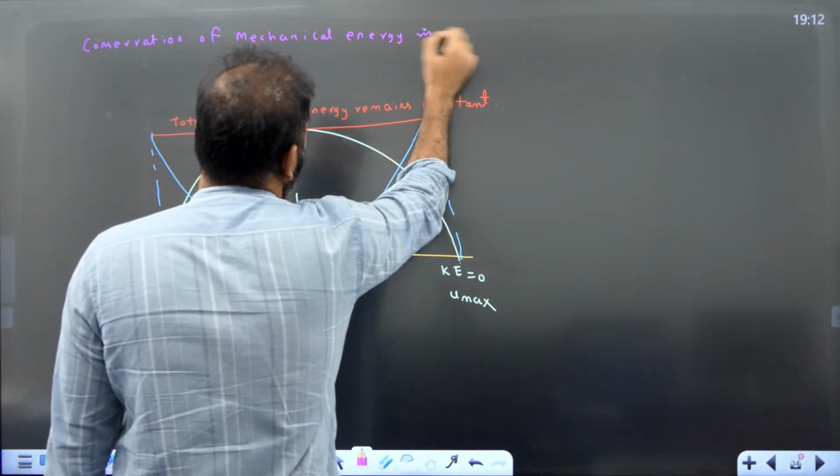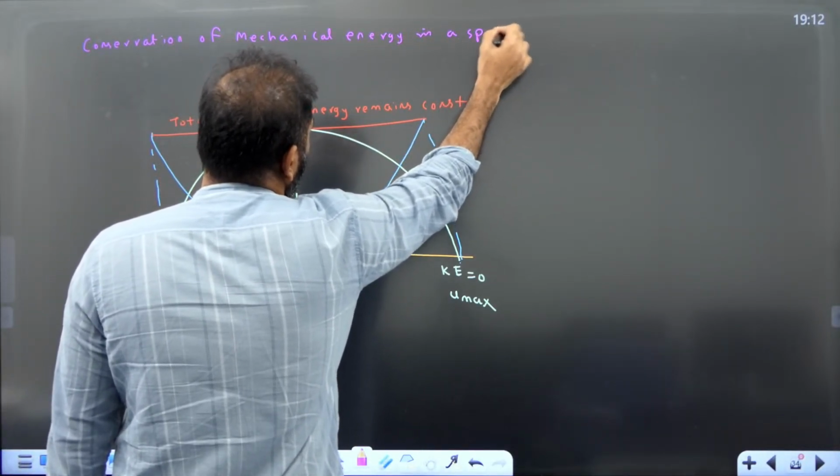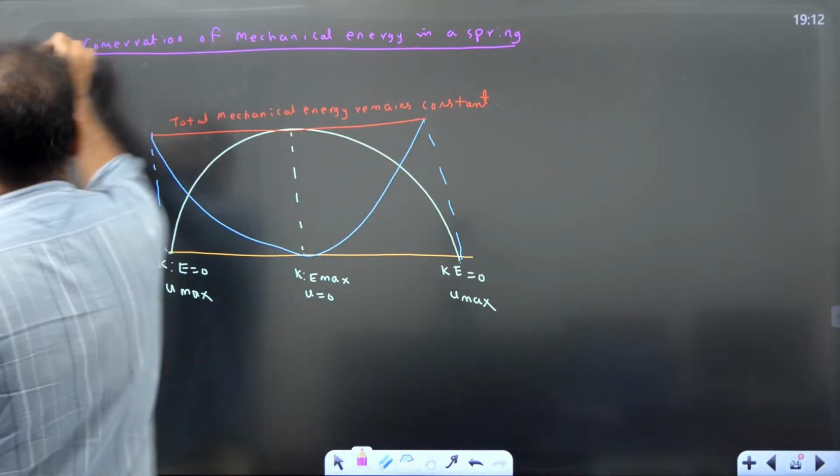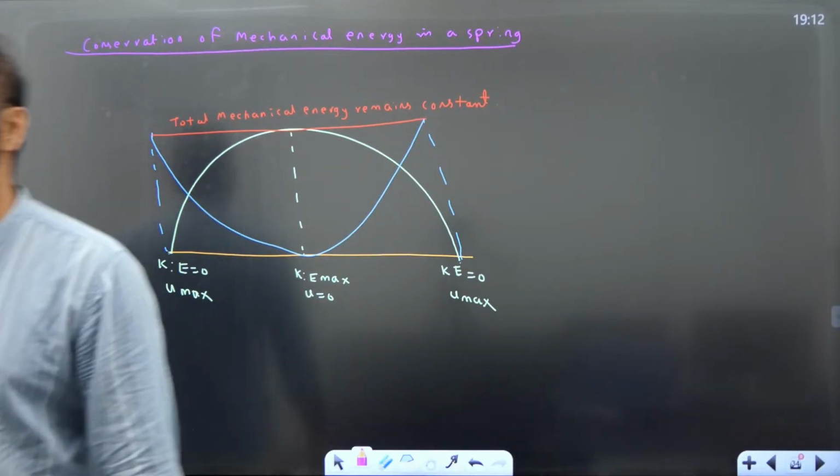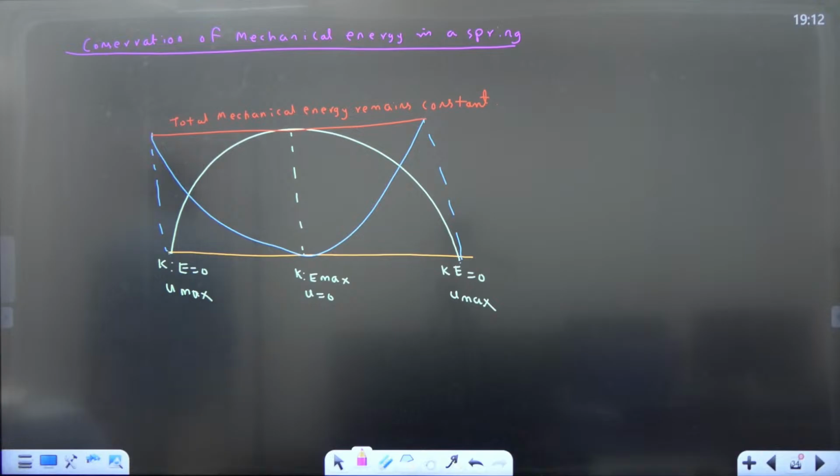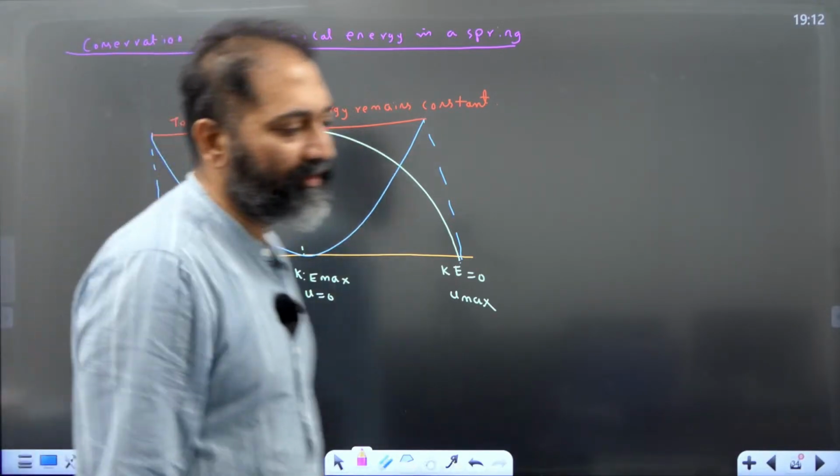Conservation of mechanical energy in a spring. Extreme position: potential energy maximum, kinetic energy 0. Mean position: kinetic energy maximum, potential energy 0. At any position, total mechanical energy remains constant.